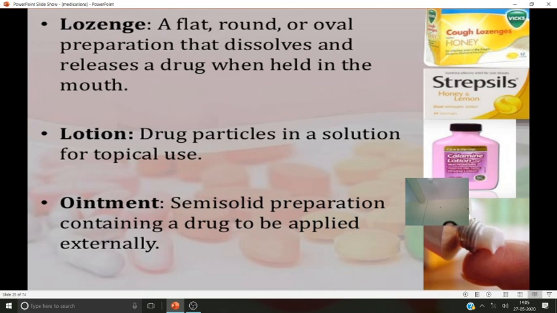Then coming to the lotion: drug particles in a solution for topical use. These lotions can be used in skin diseases and disorders. Side by side you can see the figure. Ointment, you are well known with these ointments. It is a semi-solid preparation containing a drug to be applied externally on the skin for therapeutic purposes. That is the ointment.